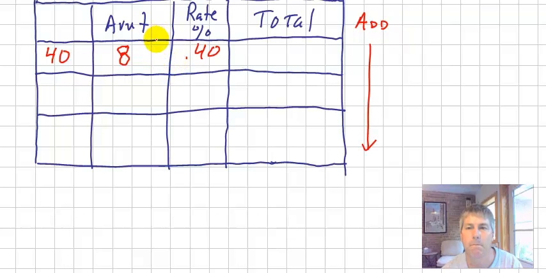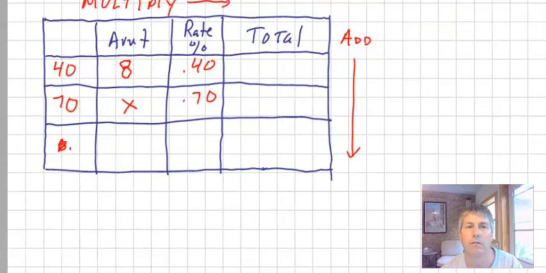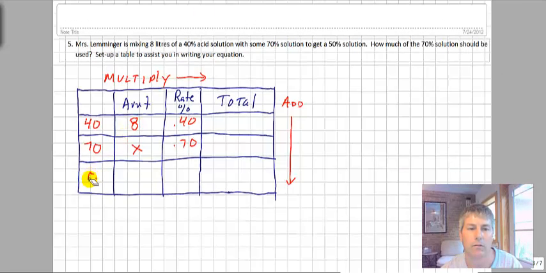Okay. The question is, how much 70% acid should be added? Well, how much is, we don't know. That's X. So 70% acid is 0.7. And then we want a final solution that's 50%. So I'll just call this the final.